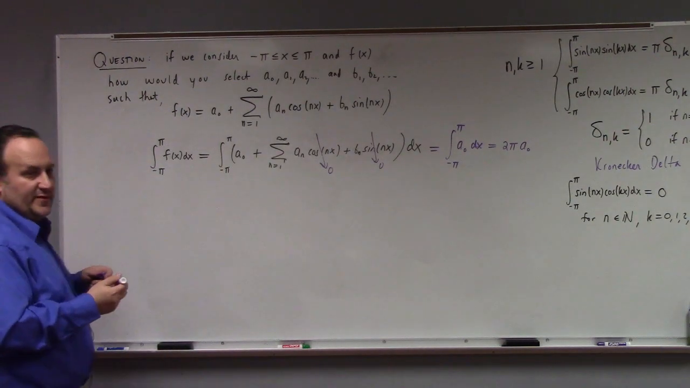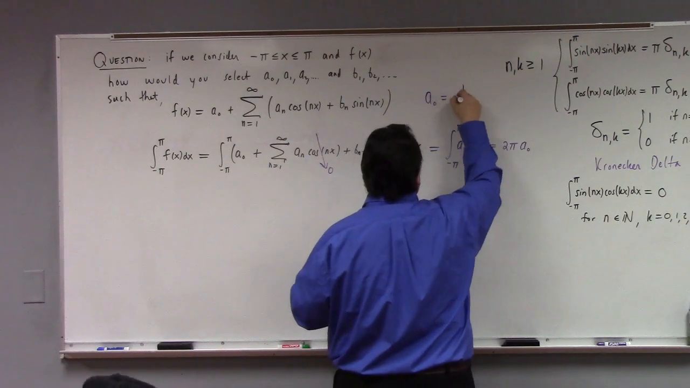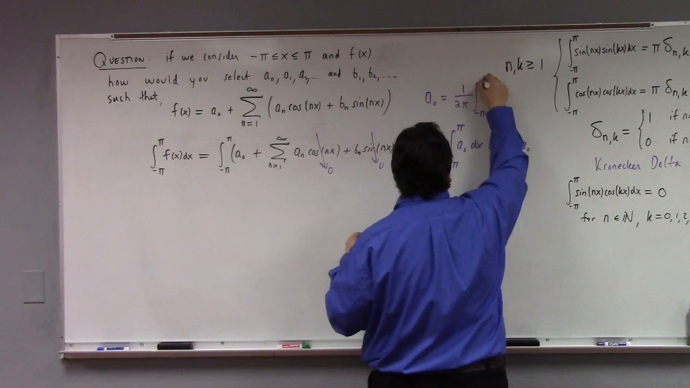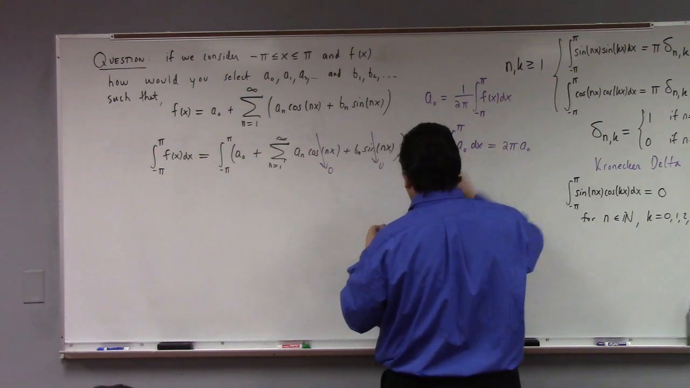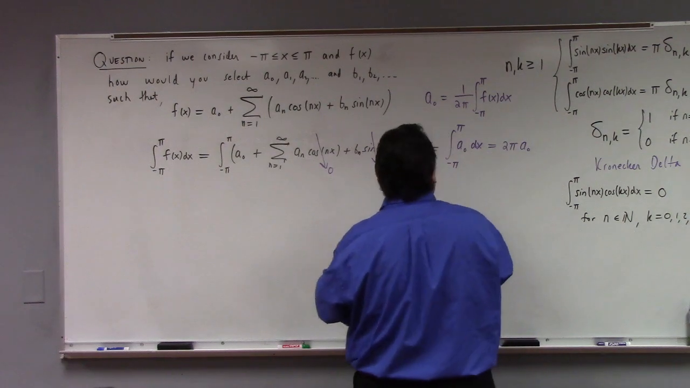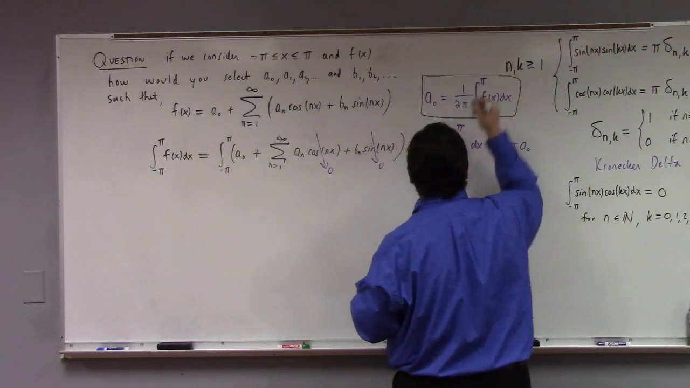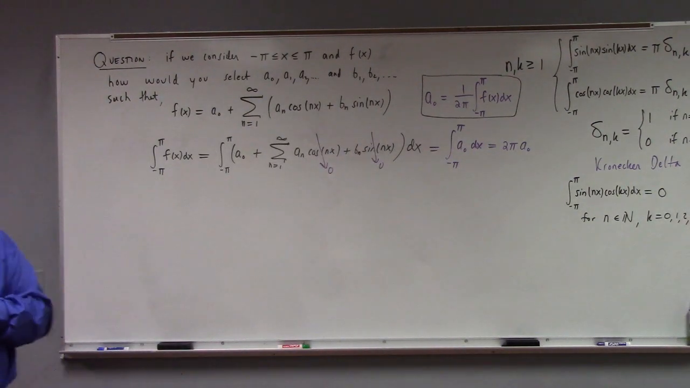Looks like we just found a formula for a sub 0. A sub 0, apparently, is 1 over 2 pi, the integral from minus pi to pi, f of x dx. So here, integration from minus pi to pi, in some sense, is playing the same role as the dot product for vectors.